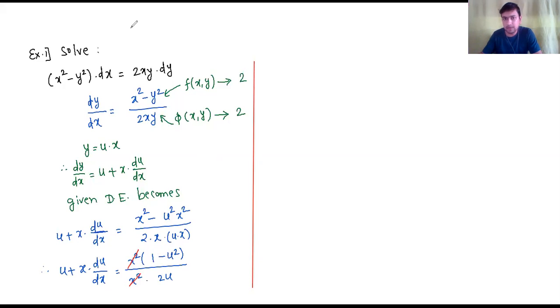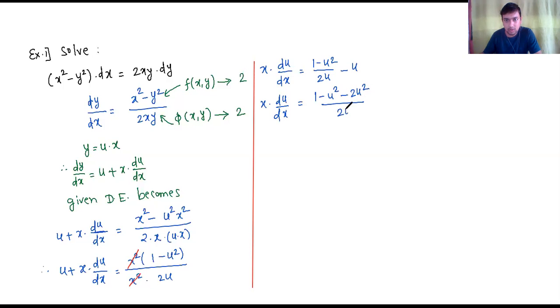What do we do? We will use variable separable. Taking u to the right hand side, x into du upon dx is equal to (1 minus u square) upon 2u minus u. So x into du upon dx is equal to (1 minus u square minus 2u square) upon 2u.